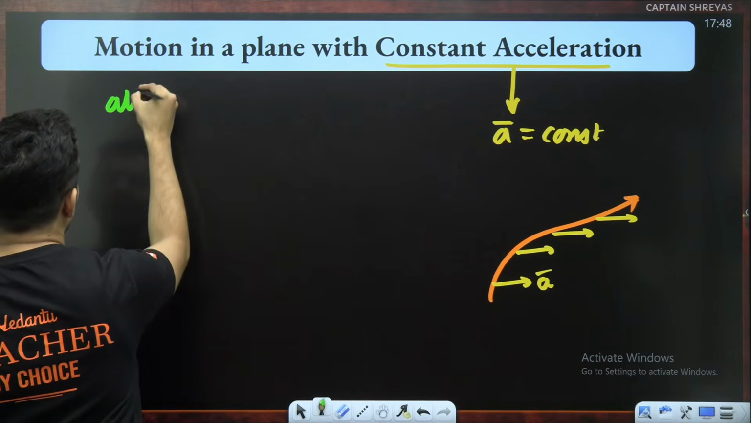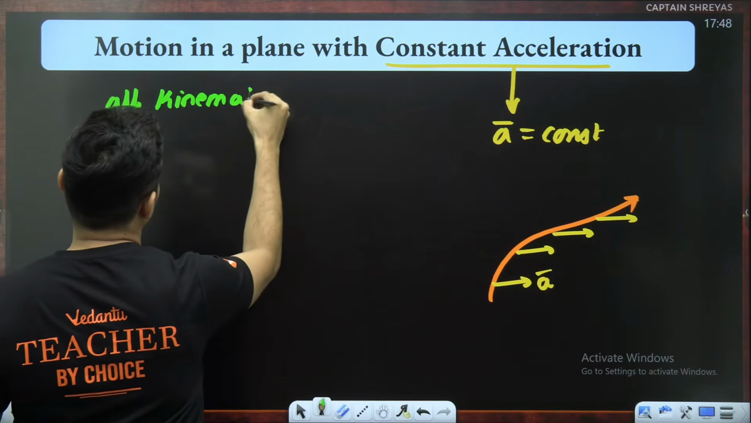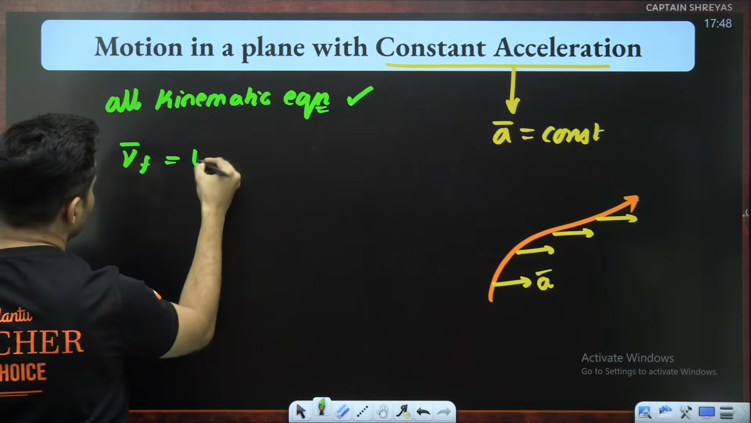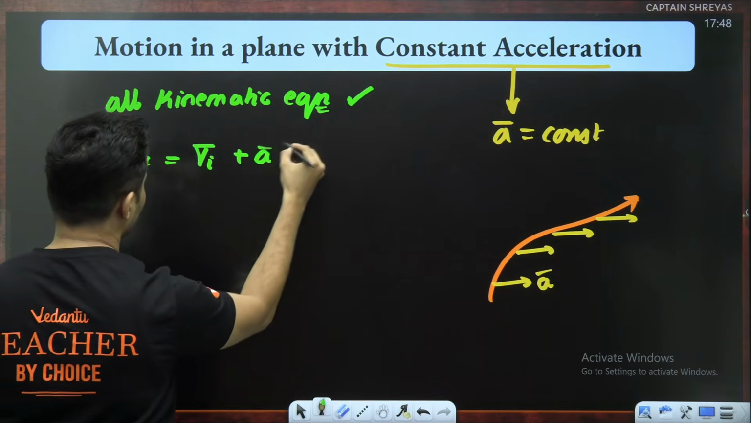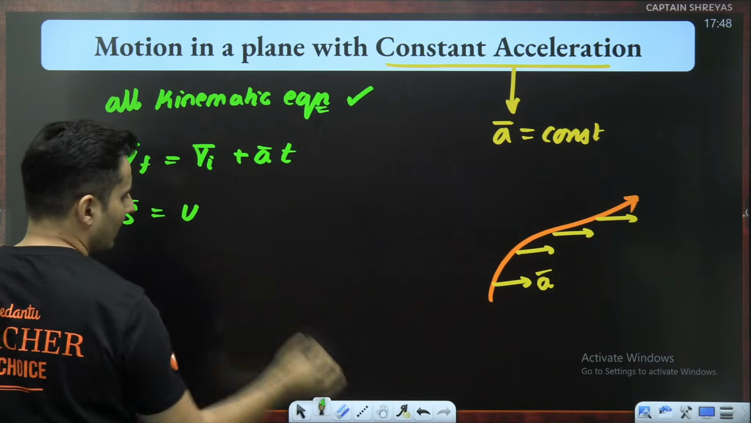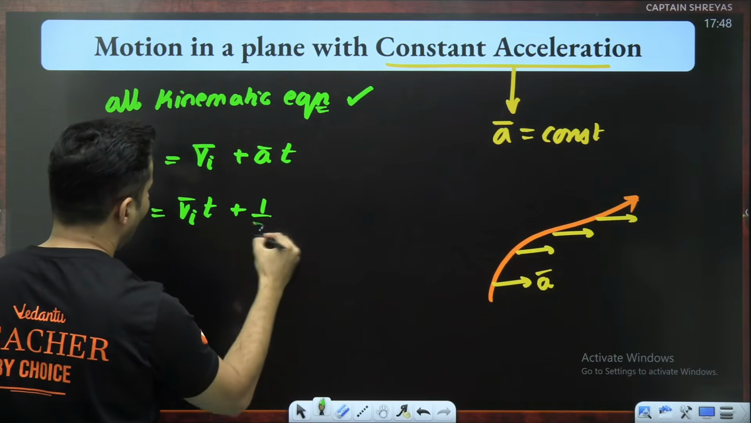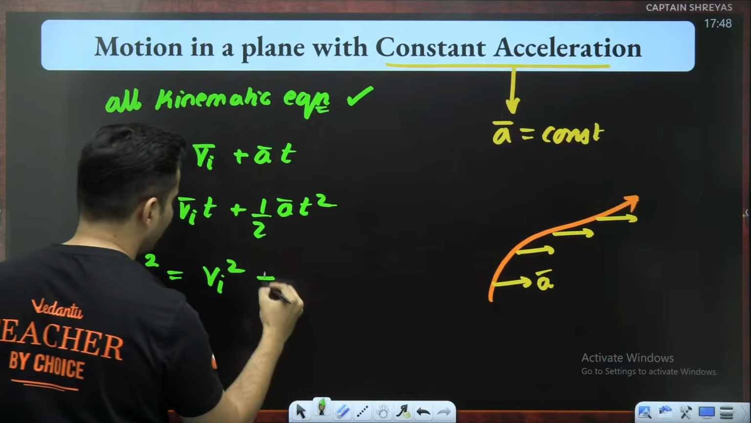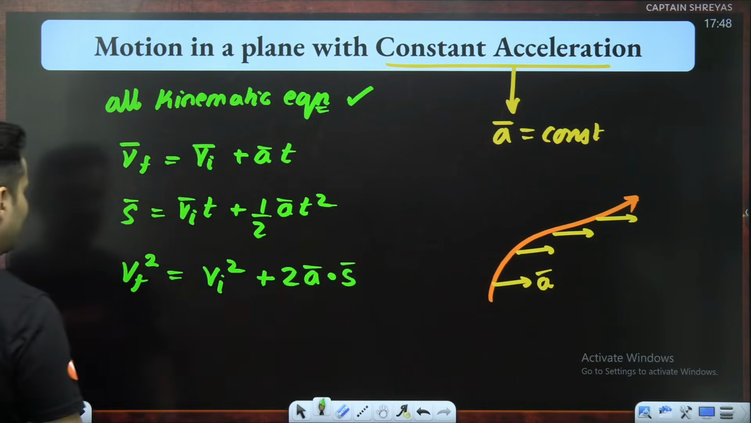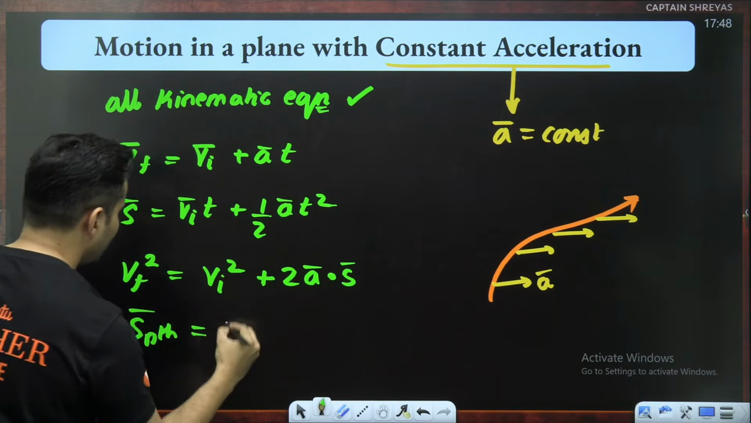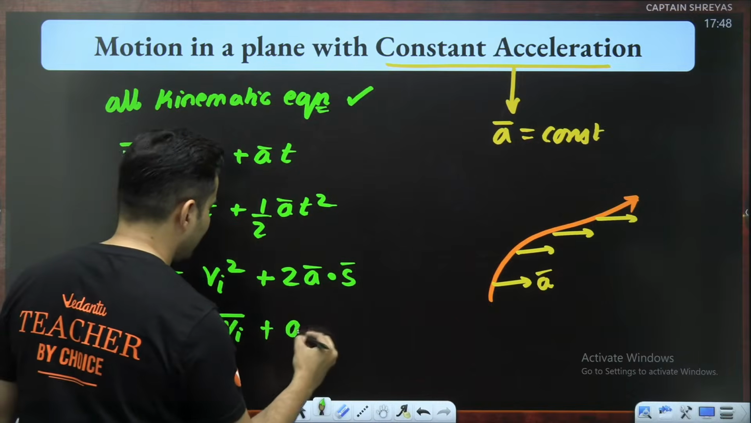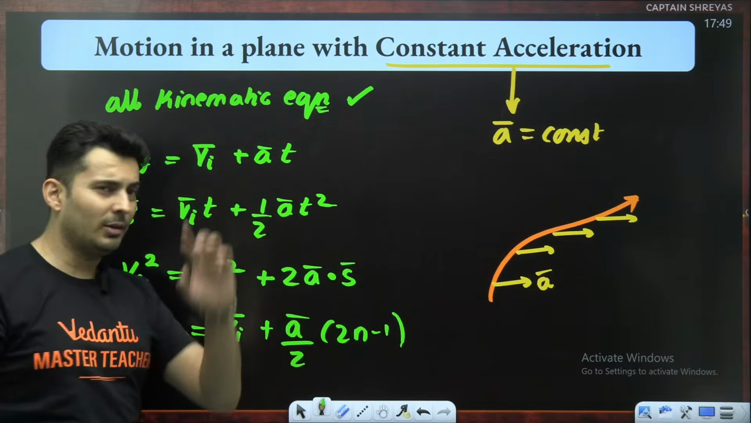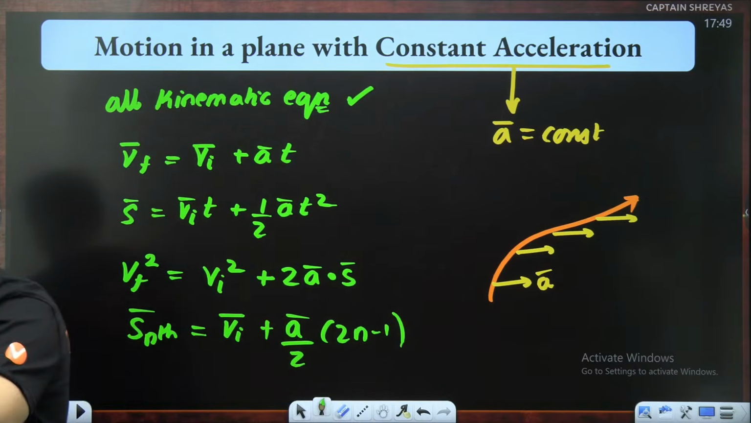Then all kinematic equations are valid. All the kinematic equations are valid in 2 dimension or even 3 dimension. So final velocity is nothing but initial velocity plus acceleration into time. Displacement is nothing but your initial velocity into time plus half acceleration into time square. Final velocity square, magnitude wise, is initial velocity square plus 2 into acceleration dot producted with displacement. Displacement in the nth second, vector, is the initial velocity plus acceleration by 2 into 2n minus 1. All these equations are valid. Remember, the third equation has a dot product over there. That is the only catch. Other than that, everything else is straightforward.